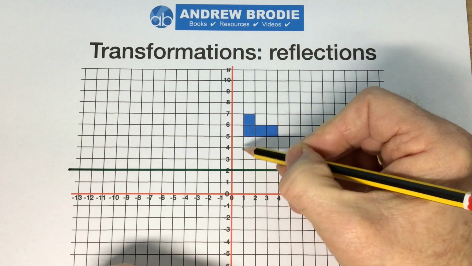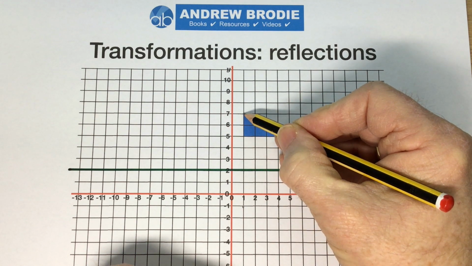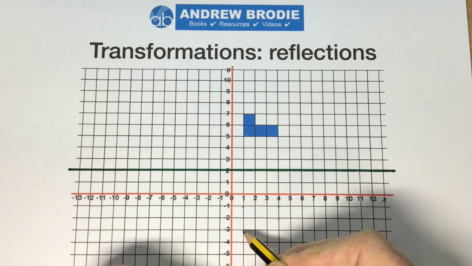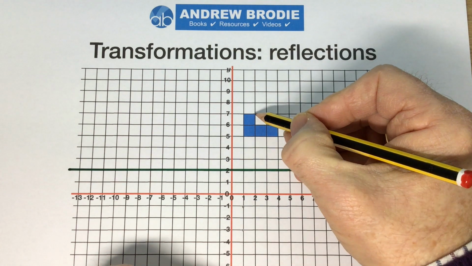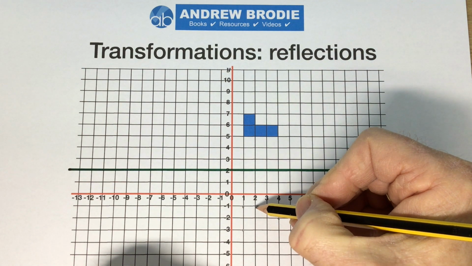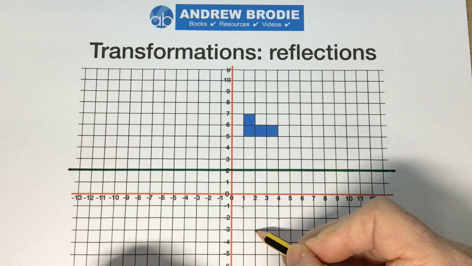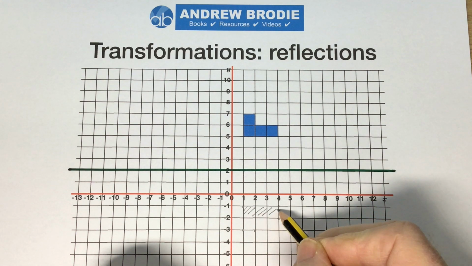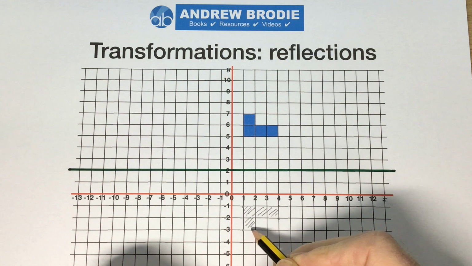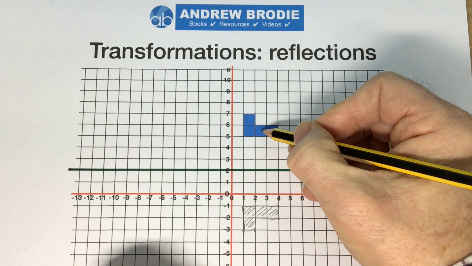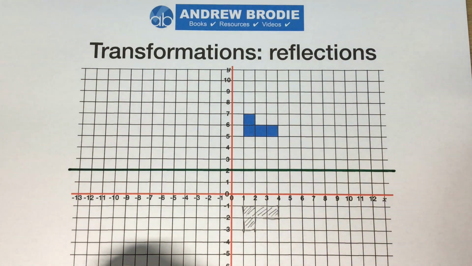That one is 1, 2, 3, 4, 5 above the line, so we need to go 1, 2, 3, 4, 5 to get to there. This point is 5 above, so 1, 2, 3, 4, 5 below, and we've got enough now to be able to draw the reflected shape. There it is. That is that shape reflected in the line y equals 2.